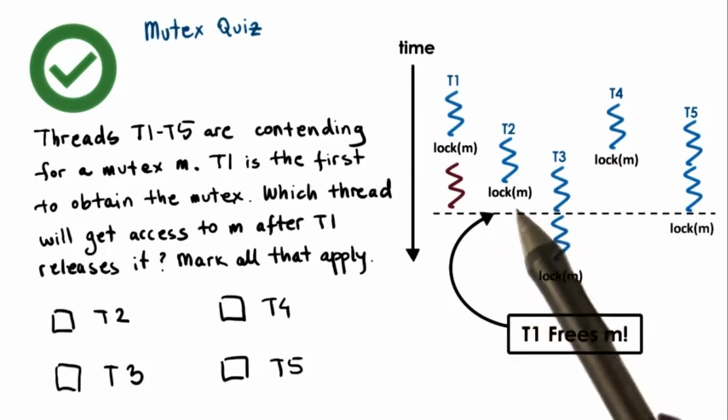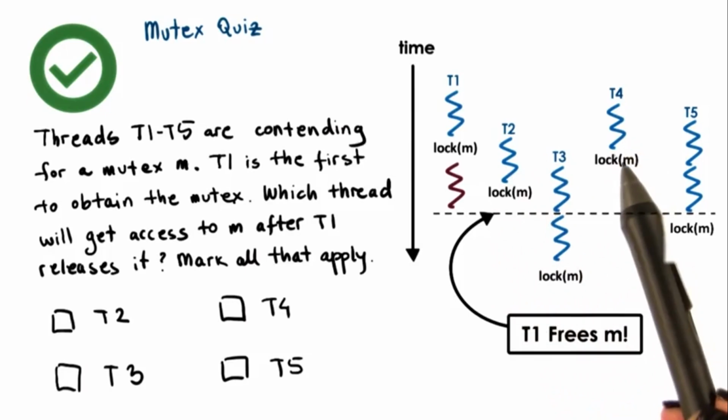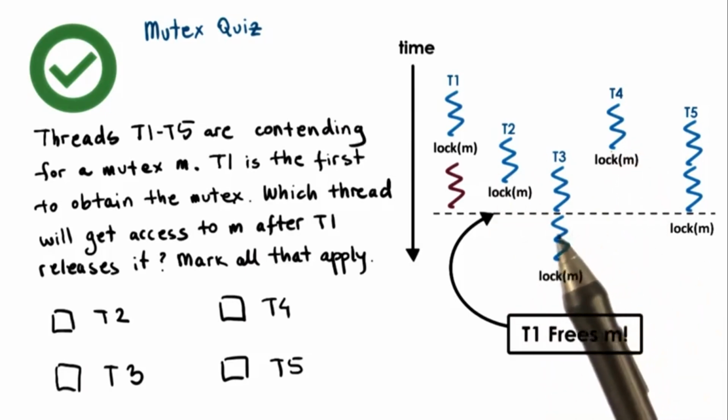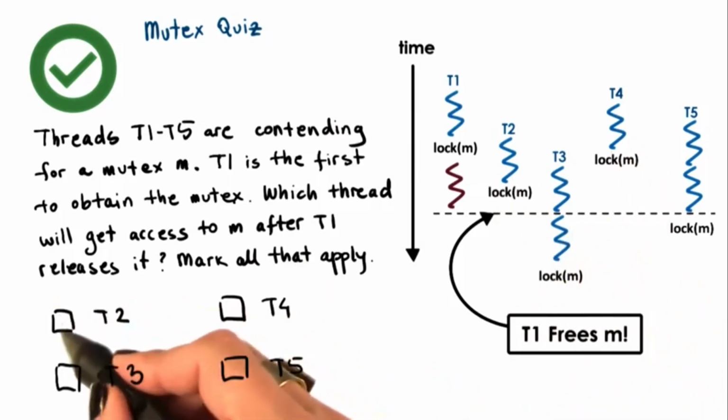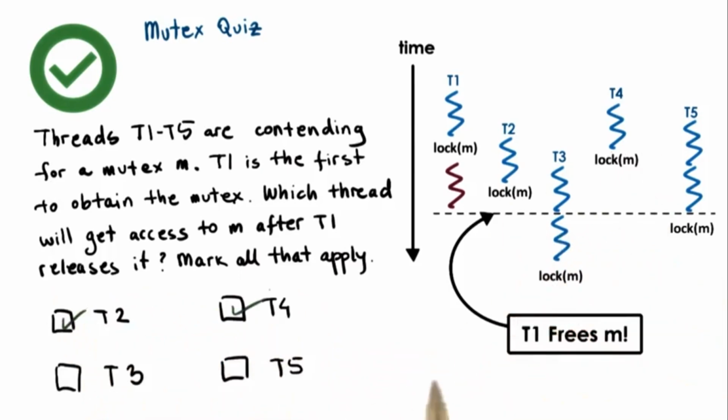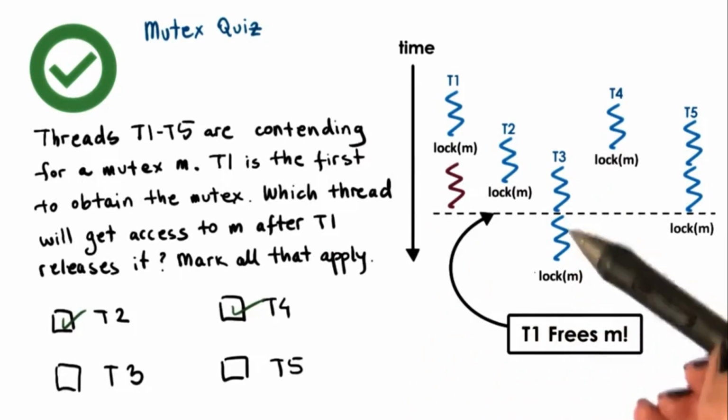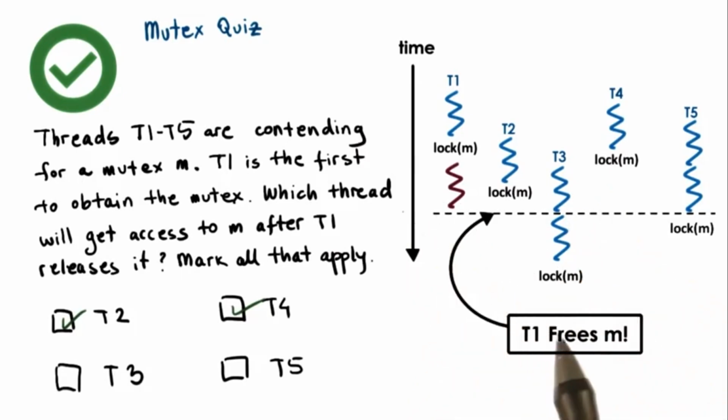But regardless, since both T2's and T4's requests are pending on the mutex, either one of these two threads will be a viable candidate of who gets to execute next after T1 releases control. Thread T3 is definitely not a likely candidate since it doesn't issue the lock operation until after T1 released it, and there are already pending requests, so it's not going to be one of the next threads to execute.